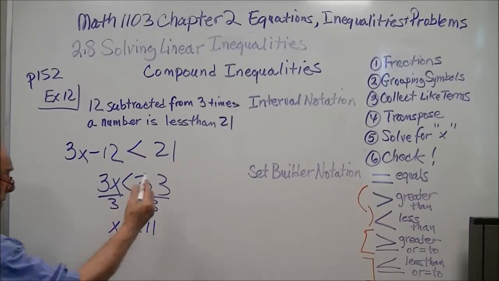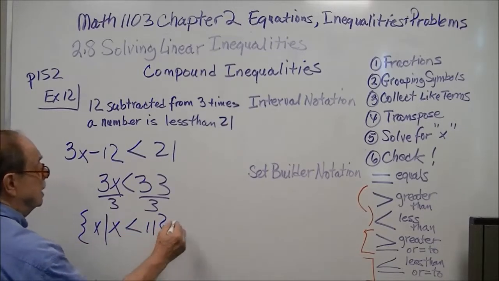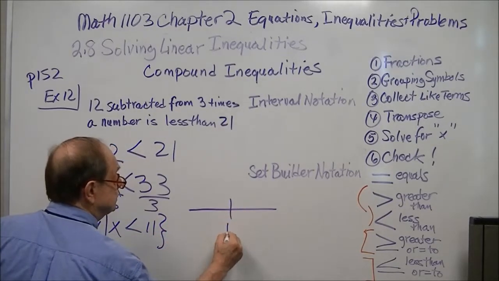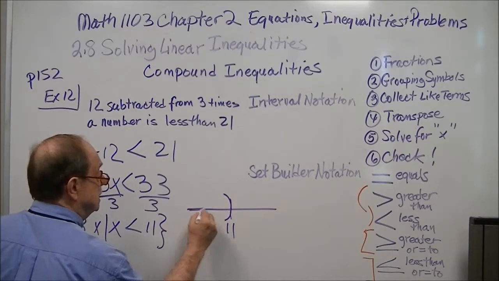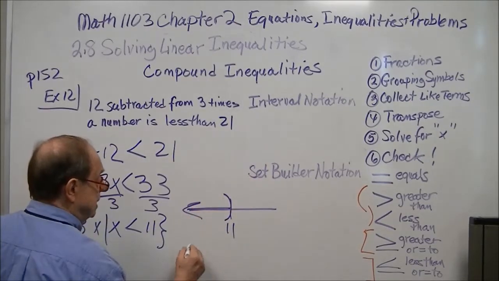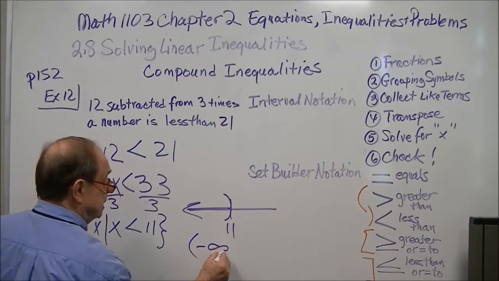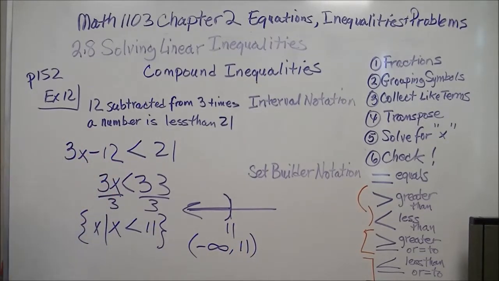So, set builder notation, graphing, x is less than 11, parenthesis, darken the arrow, and then interval notation now from negative infinity up to 11, but 11 is not included. Okay.